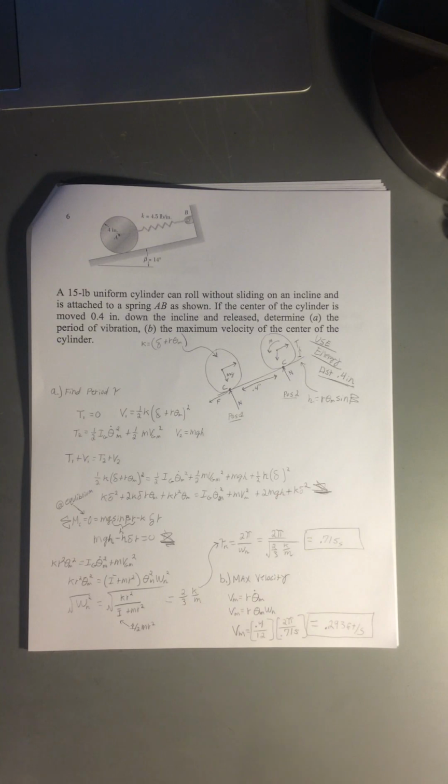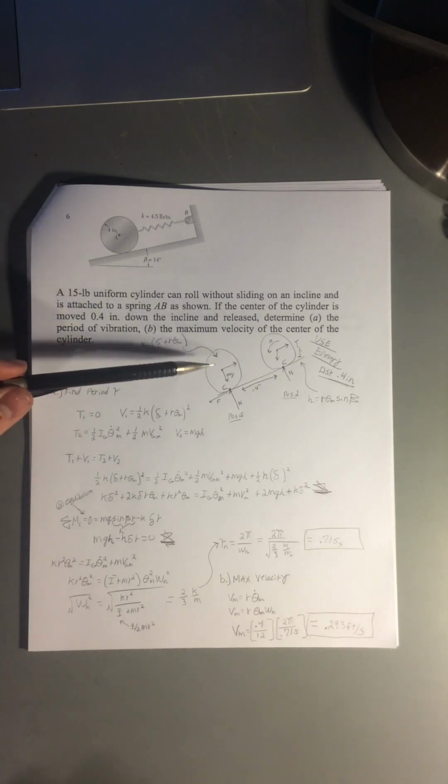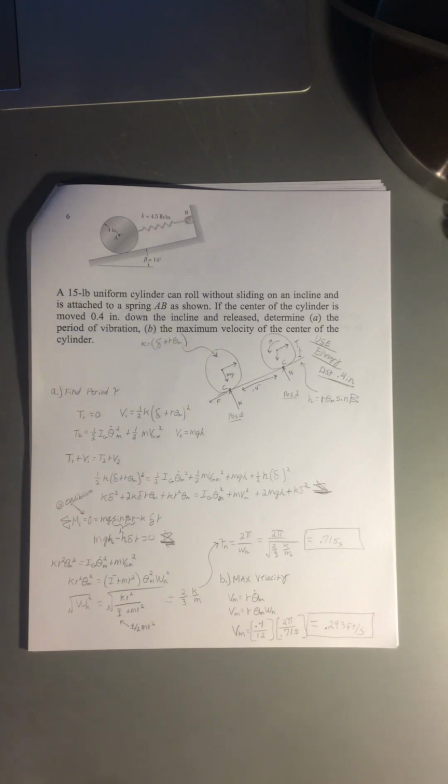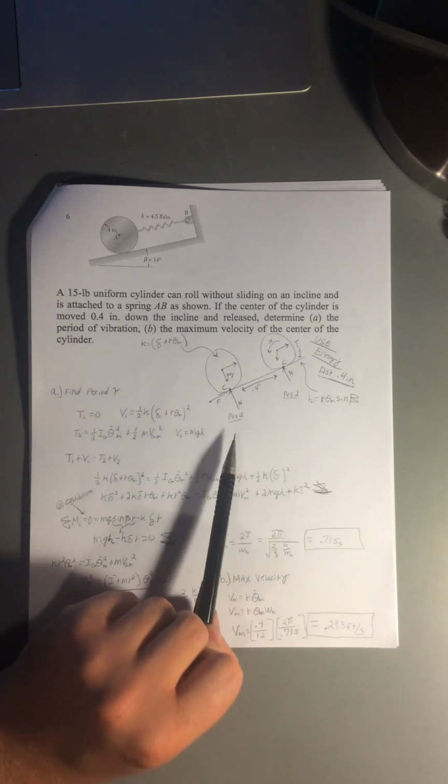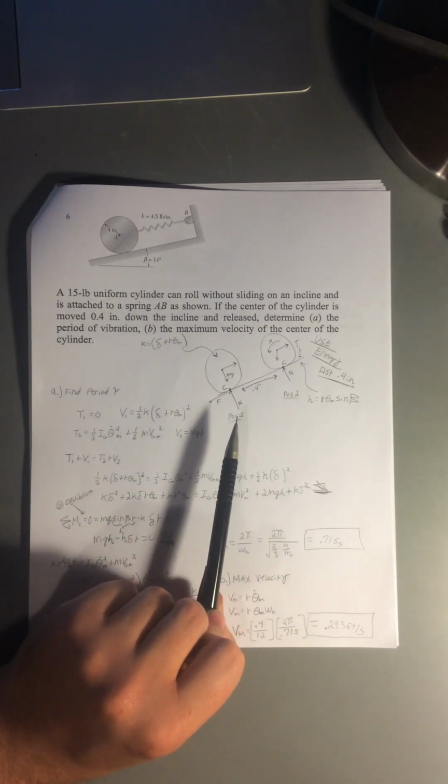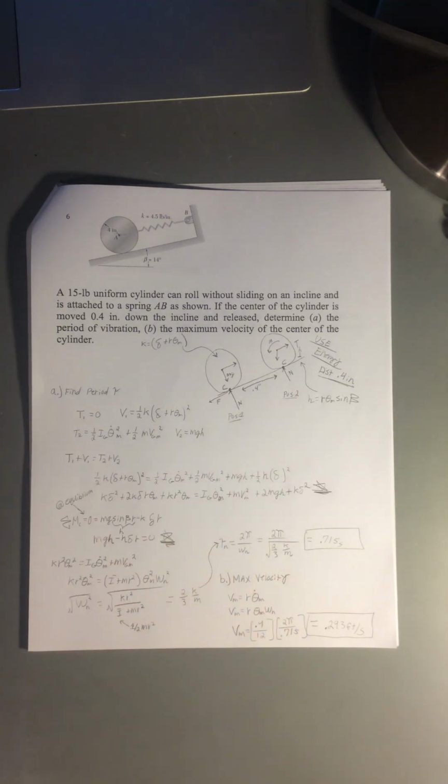And so looking at that, we recognize that we can use our equations of energy to be able to solve this problem and find out what the problem wants us to find. The first thing the problem wants us to find is the period of vibration. And so I drew a diagram here to help me look through the problem. I labeled the forces on it, and then I labeled our first position, position 1, and then after it's released it goes to position 2, and that distance is 0.4 inches.